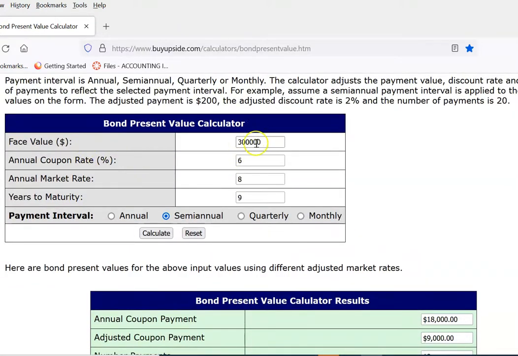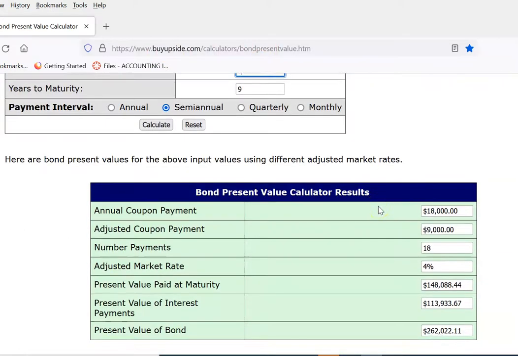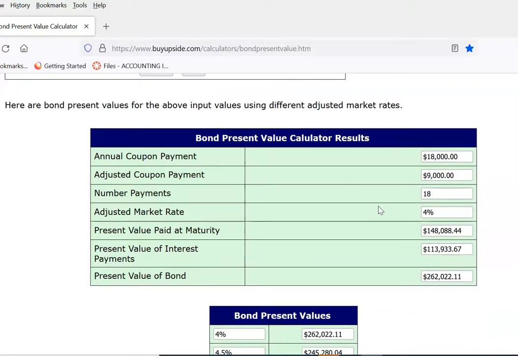We've got our face value of the bonds here. Our annual coupon rate, or interest rate, was 6%. Market effective interest rate was 8%, years to maturity 9, and it was very important that we click on semi-annual here. You can see the website where I found this calculator. There's plenty of them out there, and so we have a lot of figures here, a lot of information that we're actually going to use.